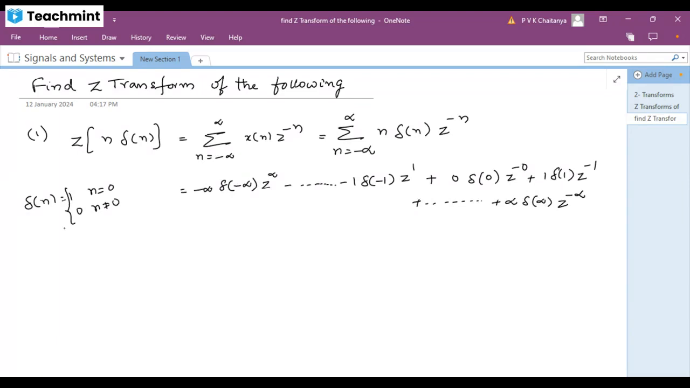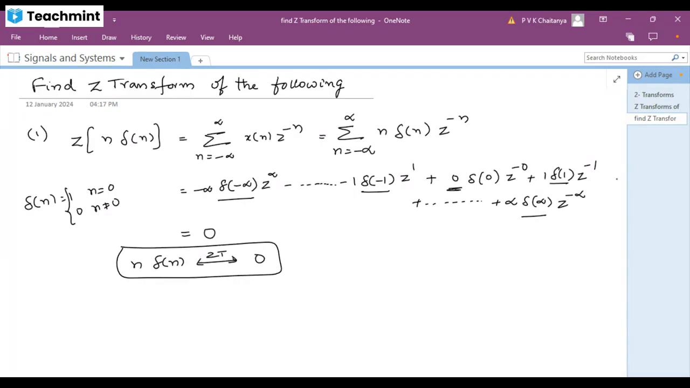Okay. So here del of minus infinity is 0, and so on till del of minus 1 is 0. Del of 1 is 0, del of 2 is 0, and so on till del of infinity is 0. And for this term n is 0. So therefore I will be getting 0. So for n into del of n, the z transform is 0.